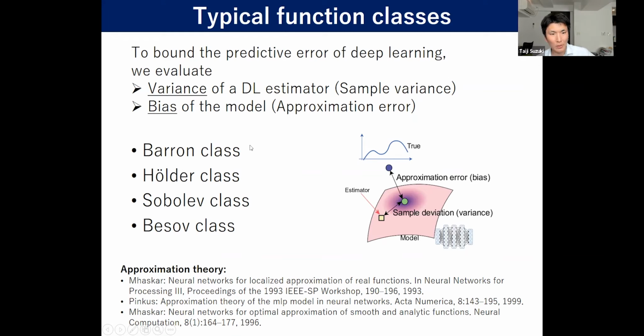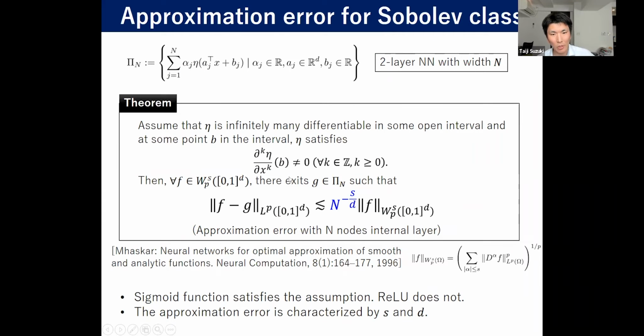For example, these well-known function classes like the Barron class, the Hölder class, the Sobolev class and the Besov class. Many authors have analyzed the approximation errors by deep neural network models. If you are interested, please look at these classic papers. Today I will talk about some more recent results. Okay, so this is one result from the classic papers.